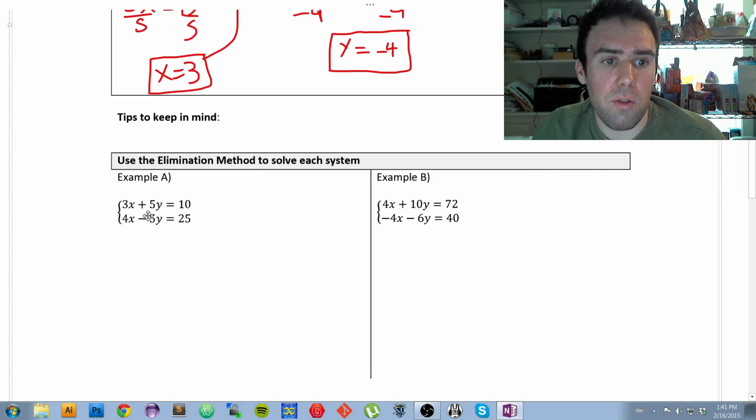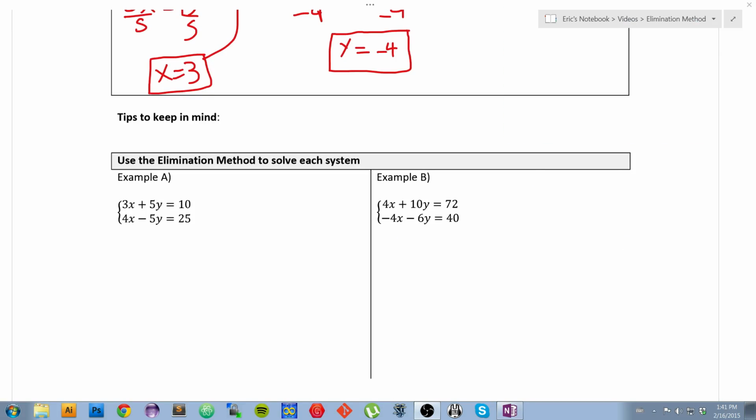I have a plus 5y and a minus 5y. But looking over here to our second example, this time I can tell that the x's are going to go away because I have a plus 4x and a minus 4x. They're equal and opposite, so that means that they are going to cancel.